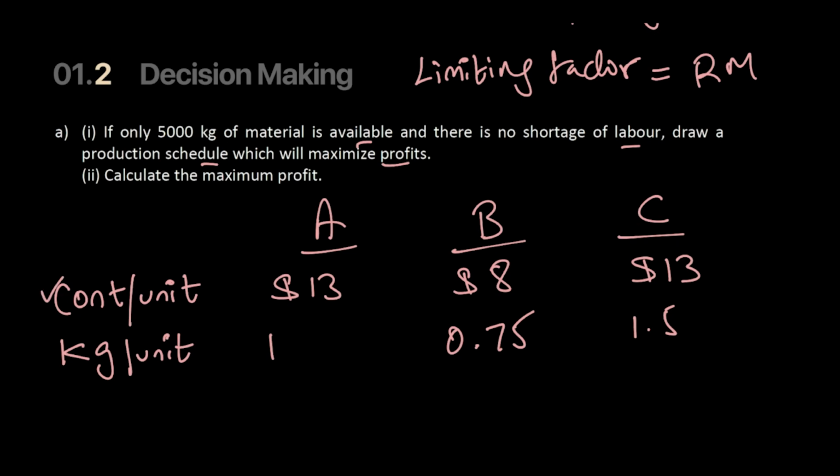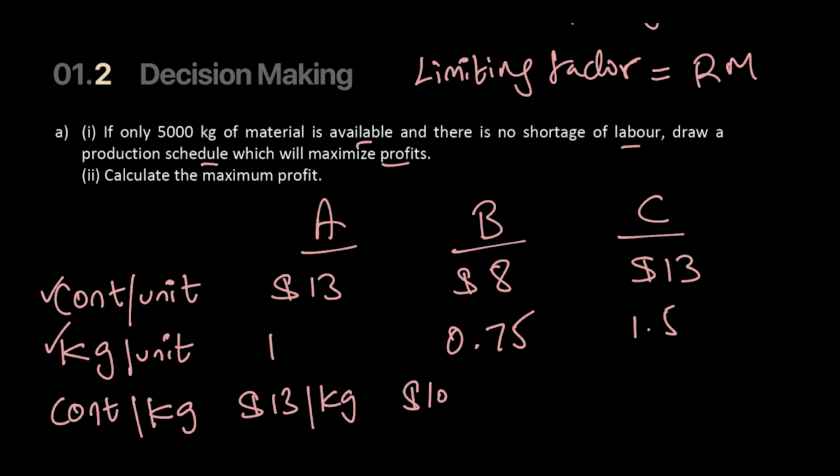This is how much they earn, and this is how much they consume. So remember, what we calculate is contribution upon limiting factor. In this case, I will calculate contribution upon kg. If you calculate this, A earns $13 per kg, B earns $10.66 per kg, and C earns $8.6 per kg. That's the rough answer.